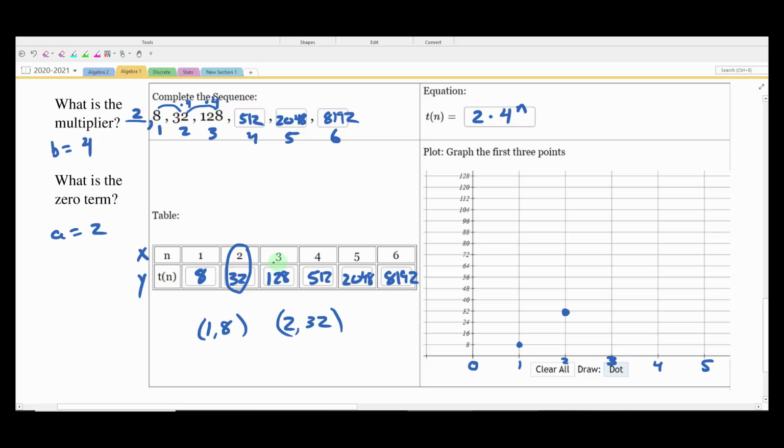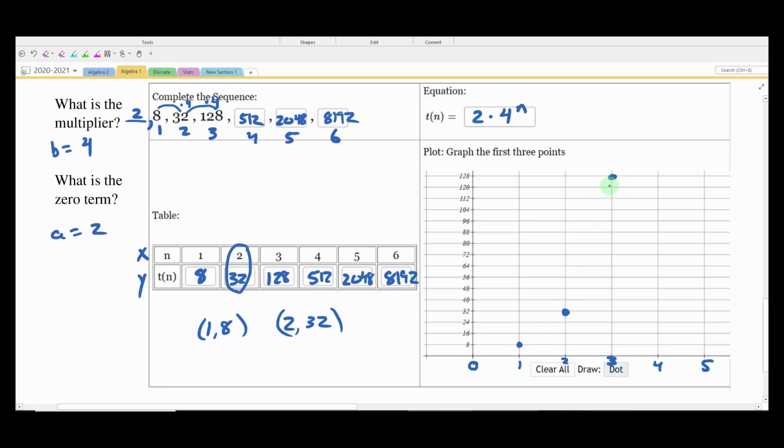Okay. Then we go and we grab this third point. This is going to be 3 comma 128. So I'm going to go right 3 and I'm going to go up to 128, which is all the way up here at the top. And then you'll notice when we get to 4, that goes up to 512. So we go right 4 and then 512 would go well off of this graph. So we do not have to plot that point, just these 3.